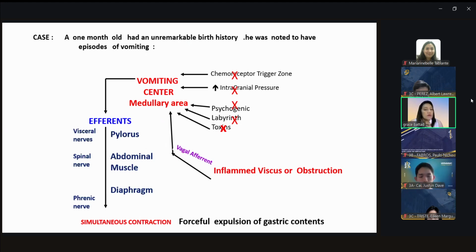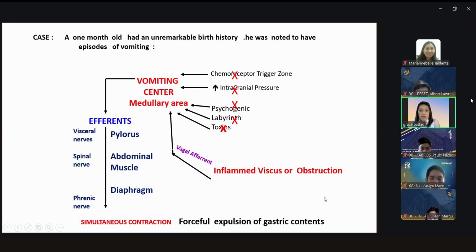Vomiting usually occurs if there is a stimulation of the vomiting center in the medullary area. This would be due to stimulation from the chemoreceptor trigger zone. If you have drug-induced vomiting, or increased intracranial pressure from brain tumors or space-occupying lesions of the brain, or infections like encephalitis. It can be psychogenic. It can be middle ear problems in Meniere's disease. It can be toxins from uremia or diabetic ketoacidosis. All of these would be stimulating the vomiting center.